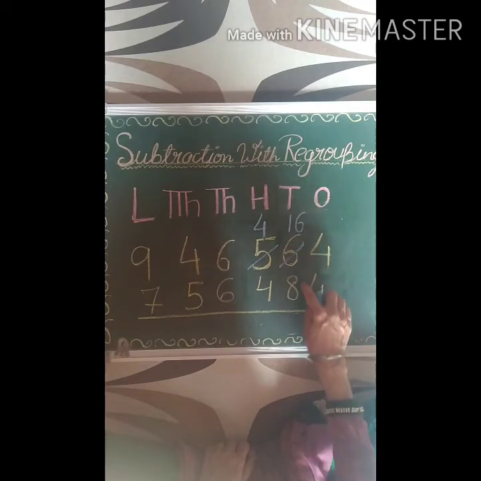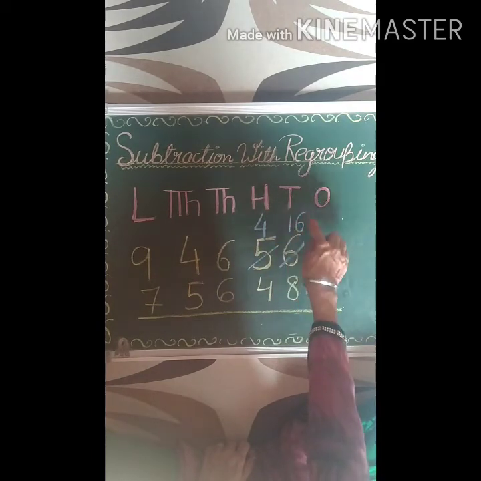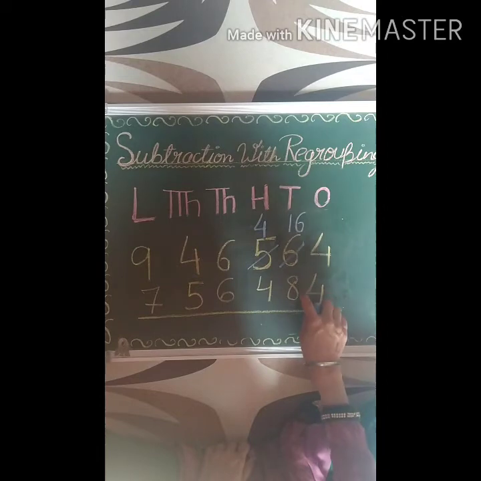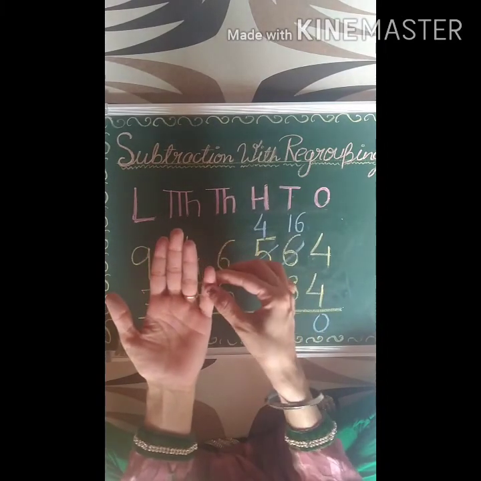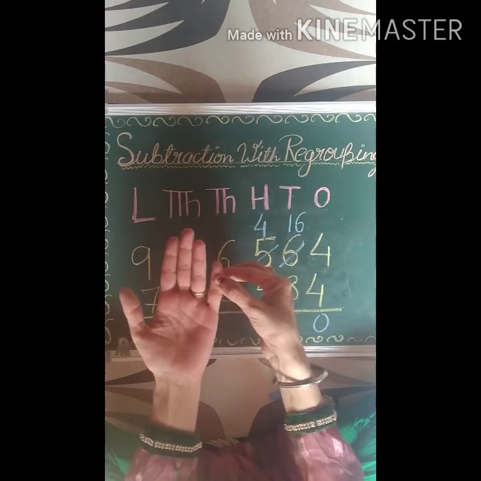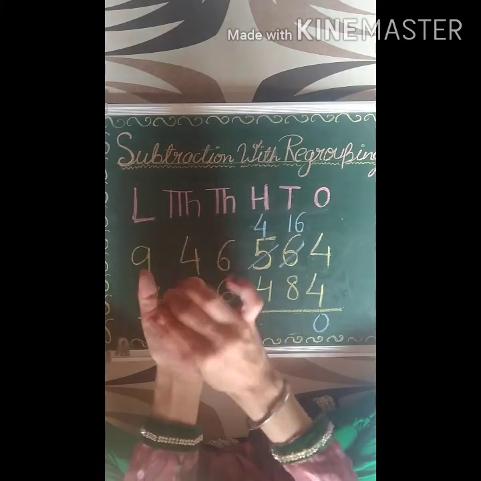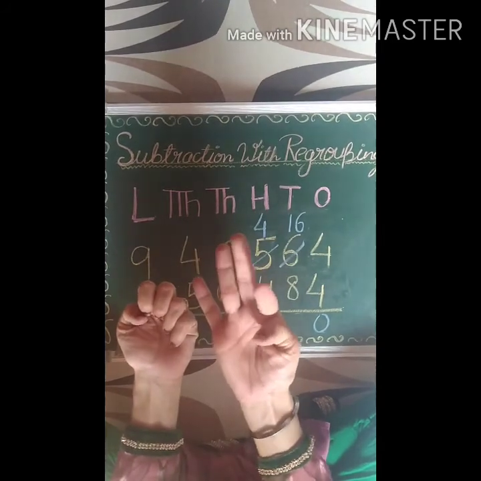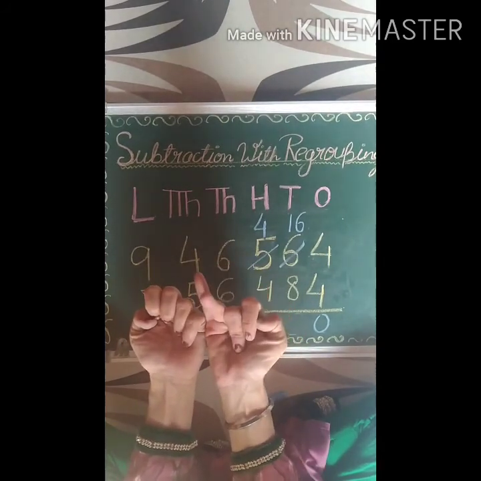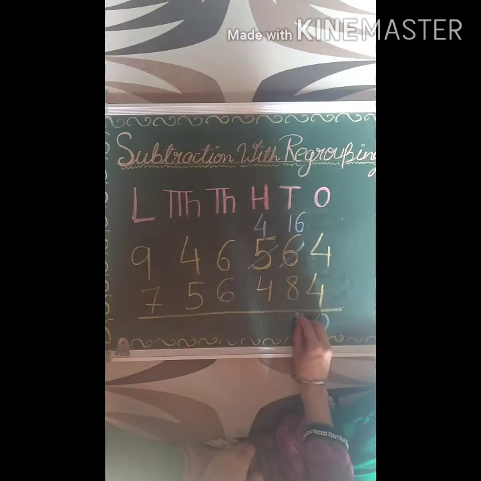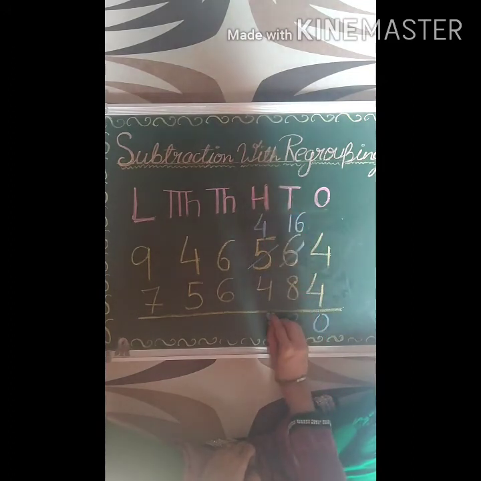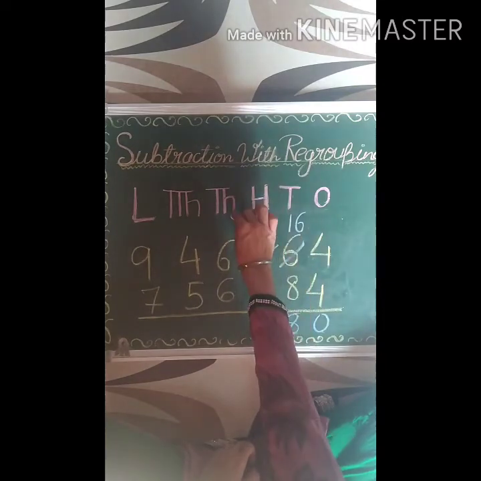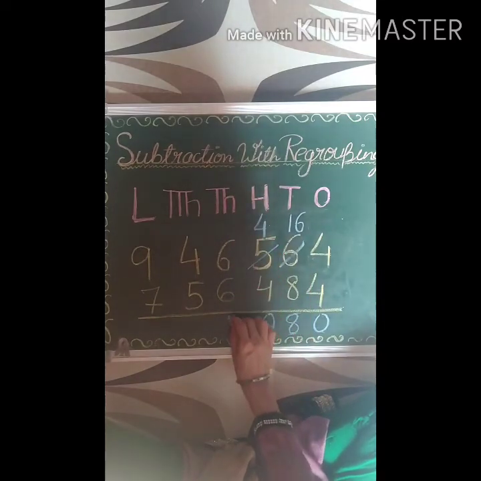Because 1 is given to tens. So now at tens place 16 minus 8. We count on our fingers next to it from 9 to 16. That are 9, 10, 11, 12, 13, 14, 15, 16. That are 8 fingers we are having. So 8 will be written on the tens place. Now moving to the 100 place, 4 minus 4, again we write 0. Moving to the 1000 place, 6 minus 6, again 0.